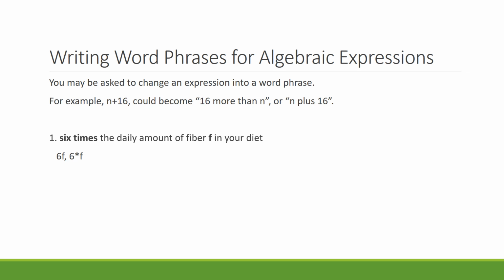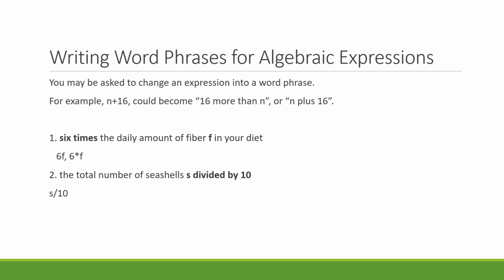Do you notice here, these expressions are not asking us to evaluate them or get an answer. We just want to change these expressions into word phrases. Number 2, the total number of seashells, s, divided by 10. Can you tell what our variable is here in this problem? It's s for the number of seashells, and we are dividing that by 10. As you can see here, s divided by 10.